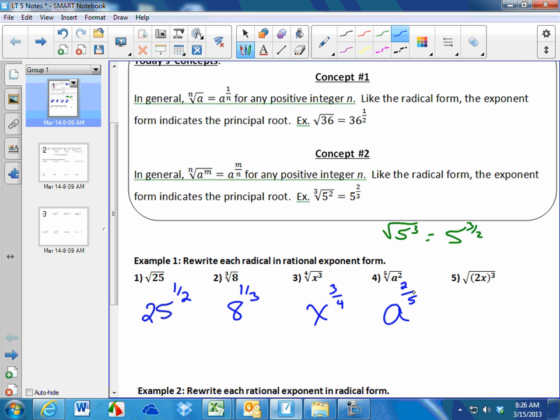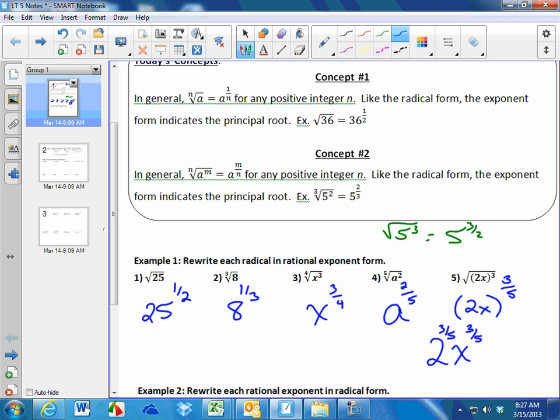So 2. And then number 5 is kind of tricky, because what's the radicand? What's the base for your exponent? The entire 2x is. The entire 2x is. So when you rewrite it in exponent form, it's 2x to the something over 5. And you need those parentheses. 2x to the 3/5. You could rewrite this using your rules of exponents as 2 to the 3/5 times x to the 3/5.